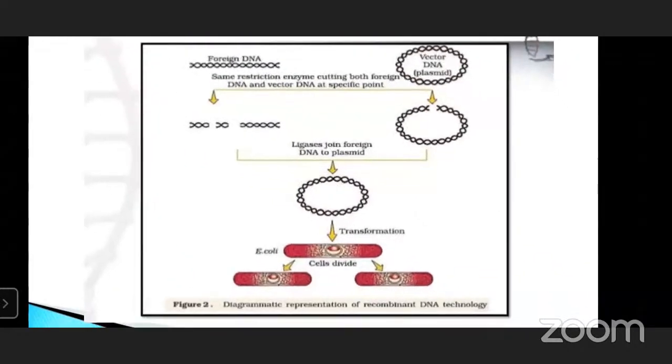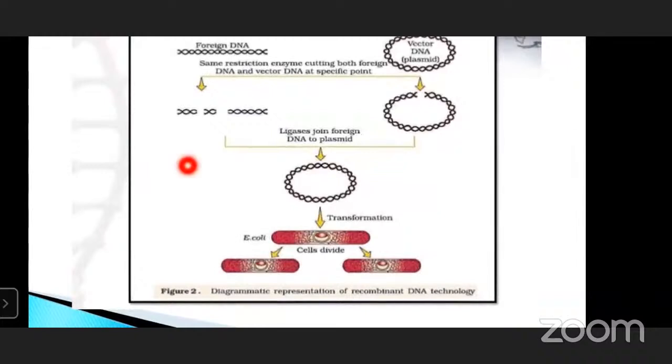So this is the diagrammatic representation of rDNA or recombinant DNA, which is the foreign DNA with desirable genes. Desirable genes give either disease resistance capacity, stress resistance capacity or high yielding capacity, which is present in the foreign DNA, and the vector DNA is nothing but plasmid DNA. This foreign DNA as well as vector DNA is cut with the help of the same restriction endonuclease enzyme, either EcoR1, BamH1 or HindIII.